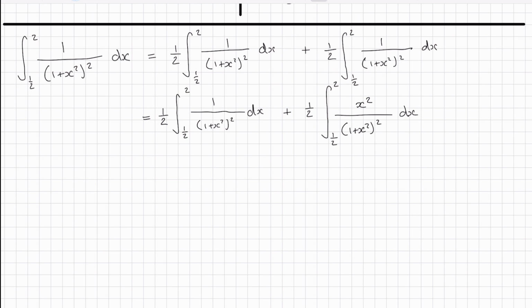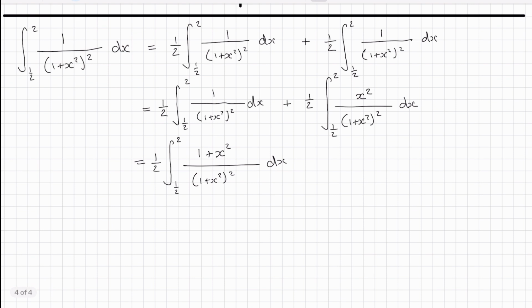What we're multiplying by in the front is the same, so we can just add the two integrals together. So we get a half. We're integrating over the same limit. The denominators are the same, so we get 1 plus x squared all over 1 plus x squared dx, which gives us half times the integral from a half to 2 of 1 over 1 plus x squared dx.